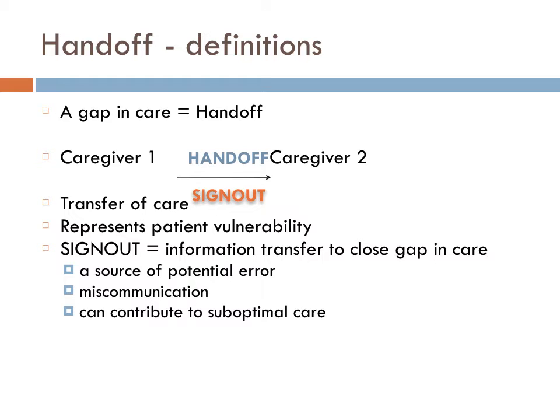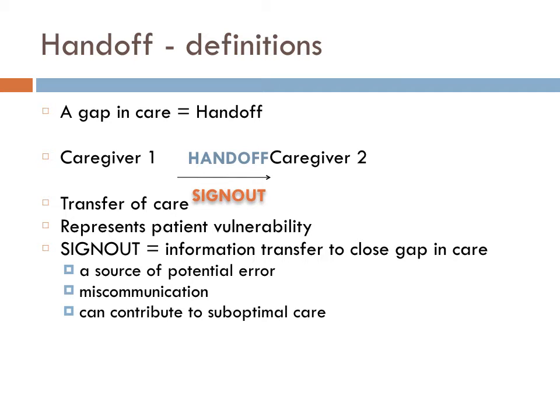Why do you have to hand off care? Well, because you have to go home at some point. The problem is that discontinuity of care represents a real patient vulnerability. If you have miscommunication or lack of information transfer, that's going to hurt the patient. That's been clearly shown over many studies: miscommunication is the root cause of many preventable errors.